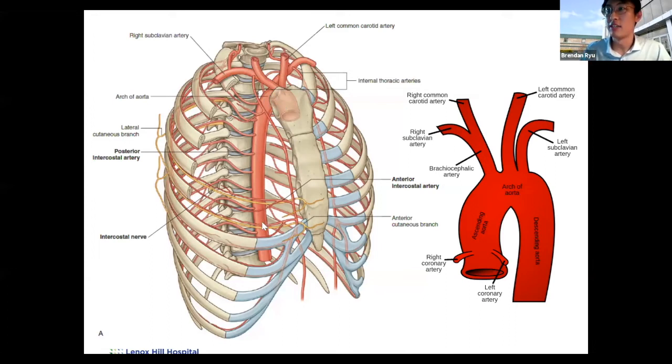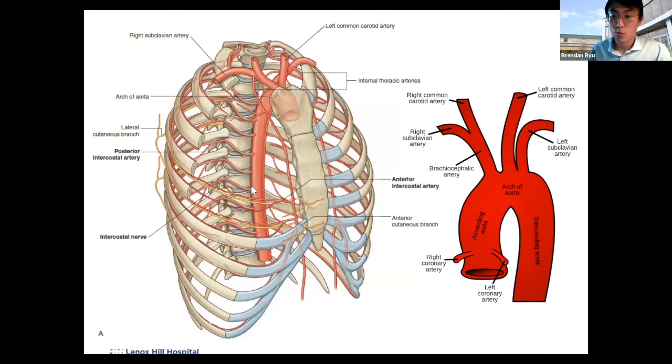I'm trying to see feedback. Perfect. You guys really have to be engaging. It helps me keep going, and it's also just more fun. So perfect. You see those little branches coming off the descending aorta right next to the vertebrae. Those are the posterior intercostal arteries.